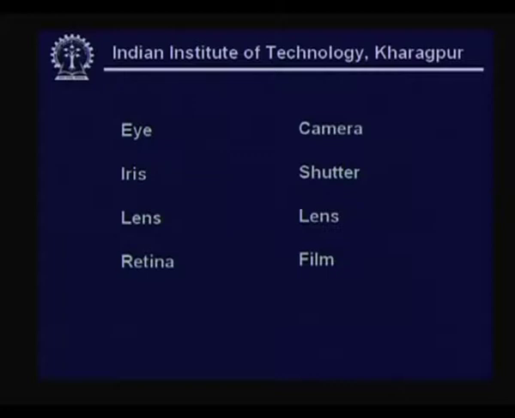So, what do we find? They are highly identical. Iris is similar to shutter, lens has an analogous lens in the human eye, and film of a camera is analogous to retina, or retina is the screen on which the image is formed. In fact, though optical image is formed on the retina, it is through our brain that we see. There is a set of nerves located on the retina which enable communication to the brain of what is being viewed.